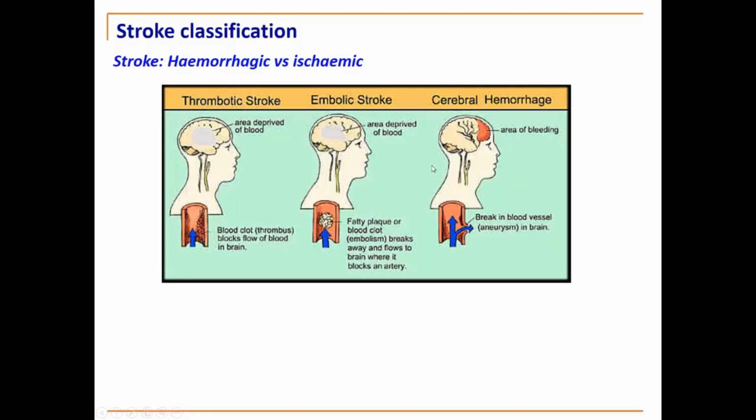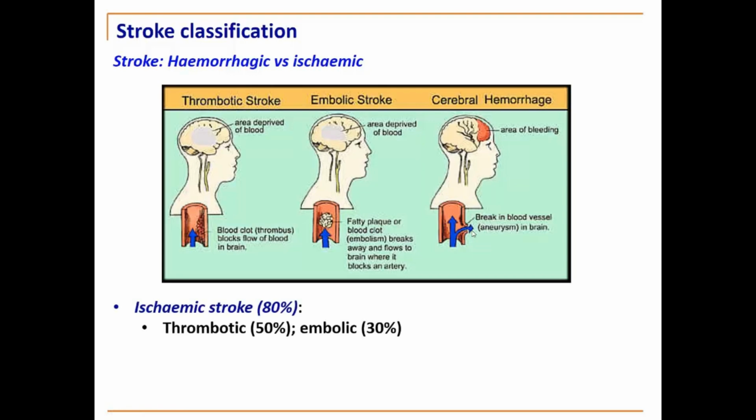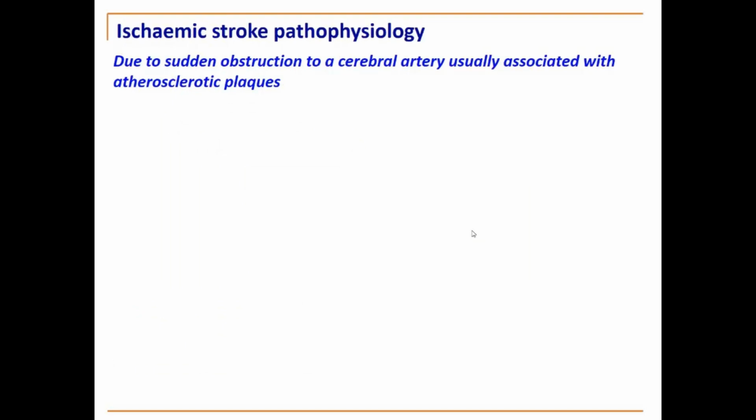And you've got cerebral hemorrhage, where you're getting bleeding into the brain, usually in a weak patch in the blood vessel, which is called an aneurysm. If you're looking at the amounts, your ischemic stroke is by far the most common at 80%, of which thrombotic is 50 and embolic 30. And of course, your hemorrhagic stroke therefore makes up your 20%.